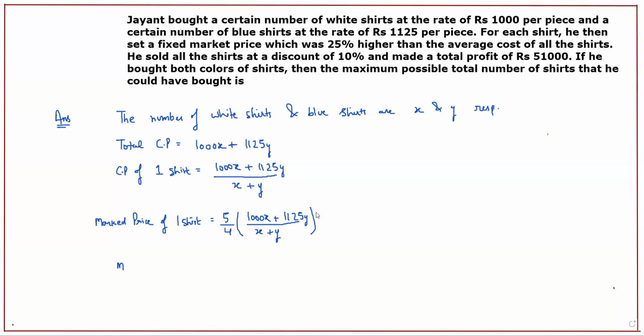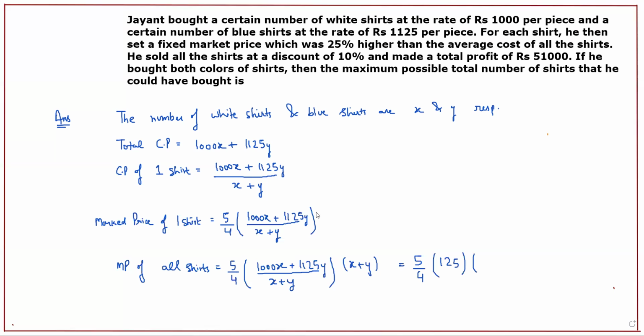He sold all the shirts at a discount of 10%. The mark price of all the shirts means this complete value multiplied by the total quantity. Total quantity is X plus Y. So we can say it is just 5/4, and taking 125 common, it is 8X plus 9Y.